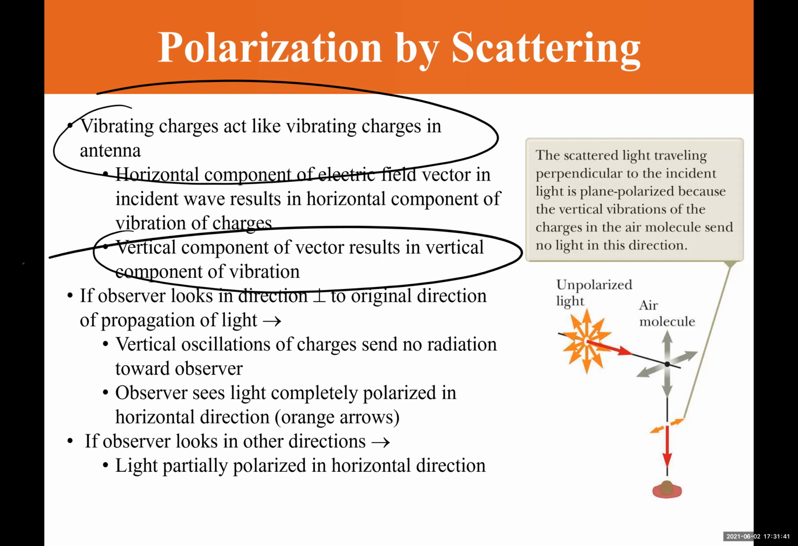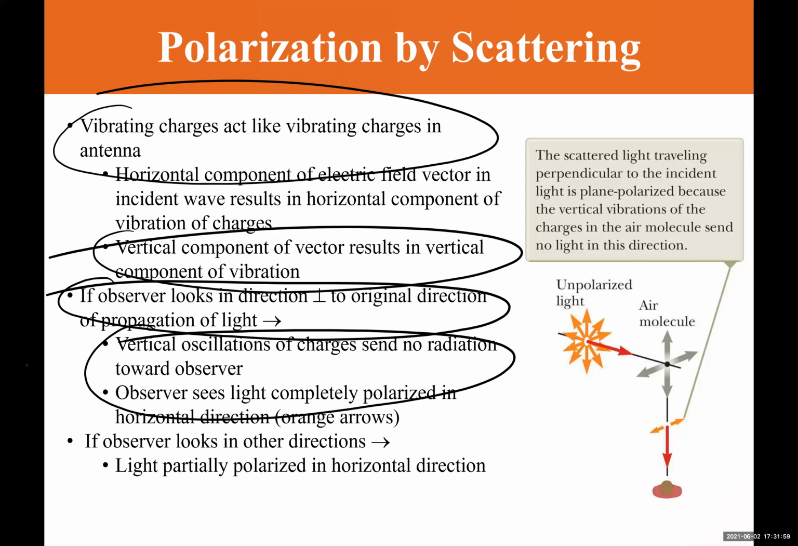So when you look at the light, you are basically looking at a different direction of vibration. If the observer looks in the direction perpendicular to the original direction of propagation of light, then you see the vertical oscillation of charges sends no radiation toward the observer, and the observer sees light completely polarized in the horizontal direction. So this is the orange arrows over there. If the observer looks in another direction, the light is partially polarized in the horizontal direction.